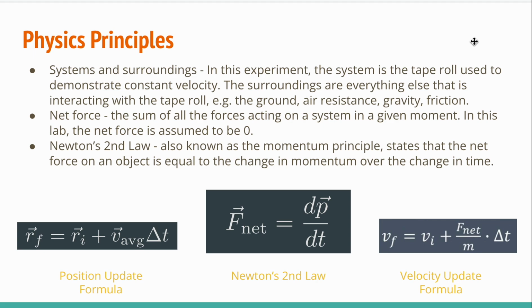So here are some of the physics principles that I'll go into in more detail. First of all, in this experiment, the system is the tape roll used. The surroundings are everything else, including ground, air resistance, gravity, friction, and other unknown forces. The net force is the sum of all the forces acting on a system at a given moment. In this lab, the net force is assumed to be zero because there is assumed to be no net force in the x direction. I'll go into why this might not be the case in a little bit. And then Newton's second law is also known as the momentum principle, and it states that the net force on an object is equal to the change in momentum over change in time. And these are these three formulas below.